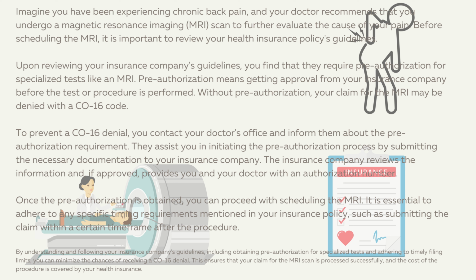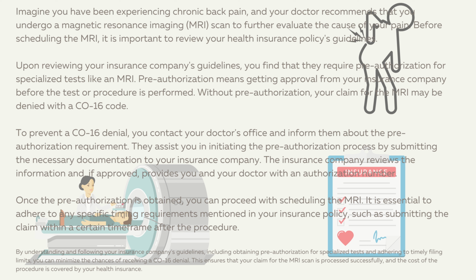To prevent a CO-16 denial, you contact your doctor's office and inform them about the pre-authorization requirement. They assist you in initiating the pre-authorization process by submitting the necessary documentation to your insurance company. The insurance company reviews the information and, if approved, provides you and your doctor with an authorization number. Once the pre-authorization is obtained, you can proceed with scheduling the MRI. It is essential to adhere to any specific timing requirements mentioned in your insurance policy, such as submitting the claim within a certain time frame after the procedure.